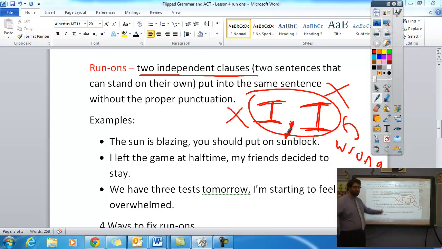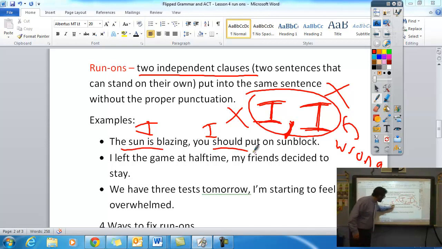The sun is blazing. That's an independent clause. That could be its own sentence. What's it like outside? Well, the sun is blazing. Independent clause. You should put on sunblock. That's an independent clause. And that could be its own sentence. What should I do? You should put on sunblock. So you've got independent clause and just a comma. No, this is a run-on. You cannot do this. This is wrong. We want to avoid this.